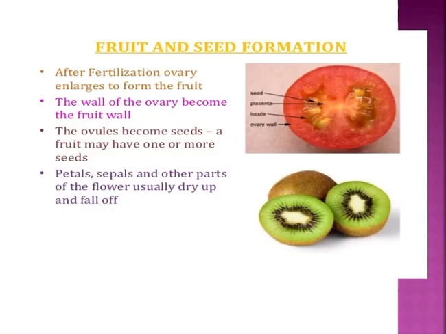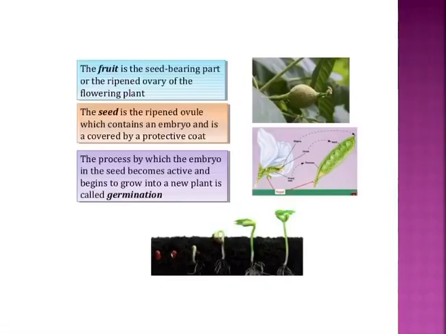The ovules change and become seeds. They become seeds, the ovules that are present in the ovary. Now, a fruit may have one or more seeds. Petals, sepals, and other parts of the flower dry up and fall off. This is how the fruit and seed formation takes place.